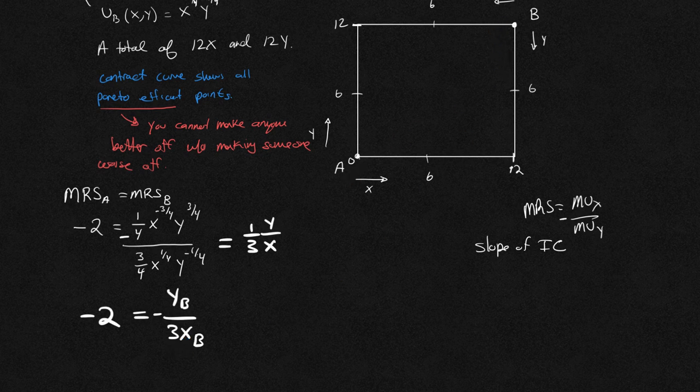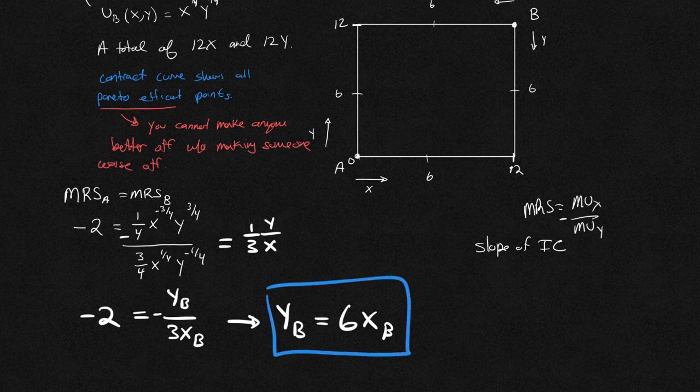So if I do the algebra here, I multiply both sides, basically do some cross multiplication, solve for y, I'm going to get yb is equal to 6xb. This right here is your contract curve. That is the equation for your contract curve. Now we just need to graph this up here. Well, we're going to be able to do that pretty straightforward.